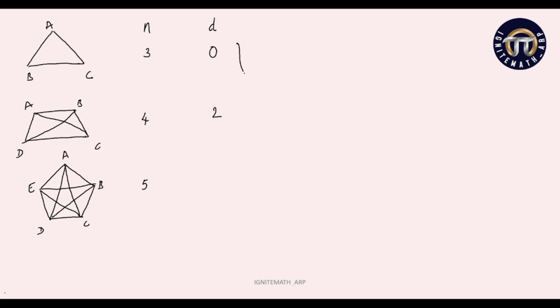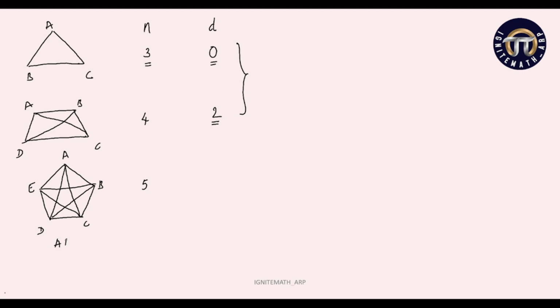So if you observe carefully, the number of diagonals formed: when 3 sides are there, 0 diagonals are there. Clear? Okay, if 4 sides are there, then we have got 2 diagonals. Find out how many diagonals are there in the pentagon.